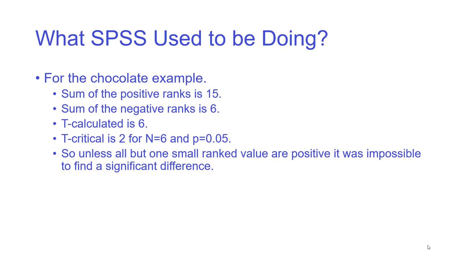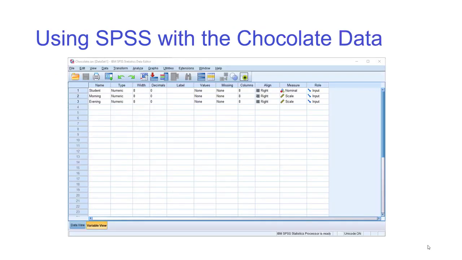So in this case, unless all but one of the smallest rank values were positive, it was impossible to find a significant difference. When you have very small data sets, it's very hard to find a significant difference in ranked methods because you need to have a very large difference between the ranks for there to be any significance.